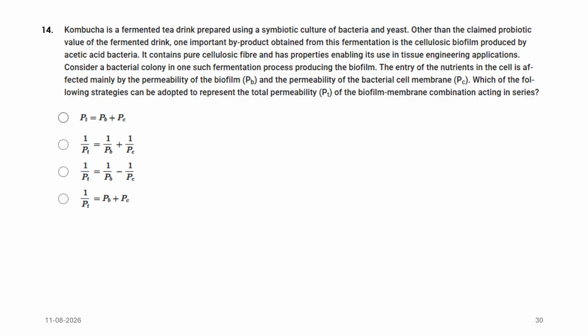Tissue engineering applications. Consider a bacterial colony in one such fermentation process producing the biofilm. The entry of the nutrients in the cell is affected mainly by the permeability of the biofilm and the permeability of the bacterial cell membrane. Which of the following strategies can be adopted to represent the total permeability of the biofilm membrane combination acting in series? So it is the same. So it is option 2: 1 by Pt equals 1 by Pb plus 1 by Pc.